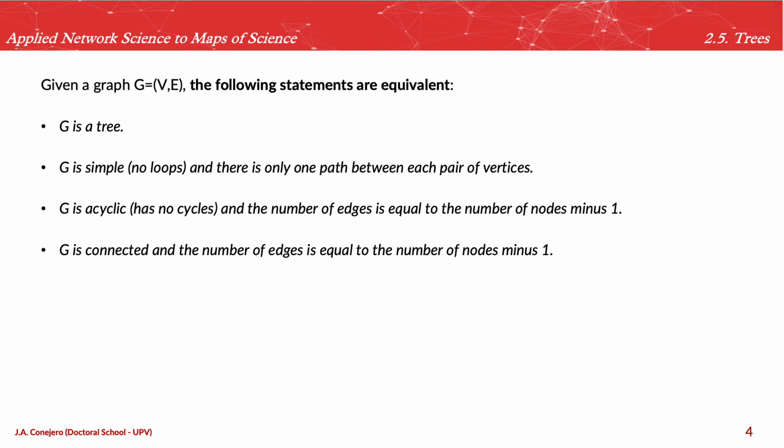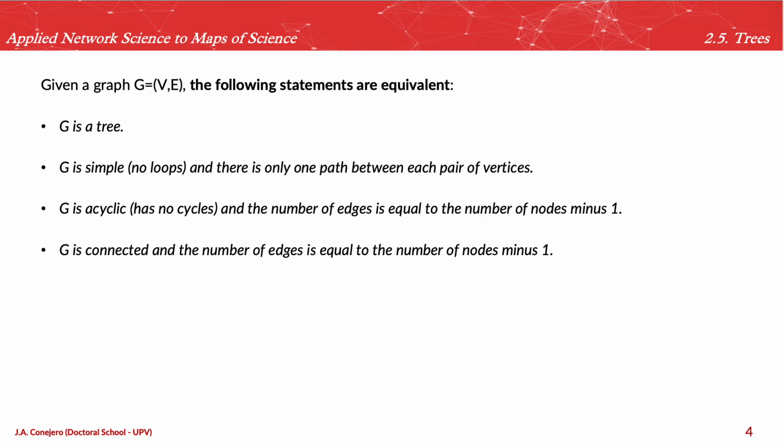G is a tree, G is acyclic and connected, or G is simple and there is only one path between each pair of nodes. G has no cycles, it's acyclic, and the number of edges is equal to the number of nodes minus 1. The reason is that if we have at least the same number of edges and nodes, we will close the cycle and this is not a tree. And G is connected and the number of edges is equal to the number of nodes minus 1. So we can take this second property and replace it by either acyclicity or connectivity, and we will have the other property around.